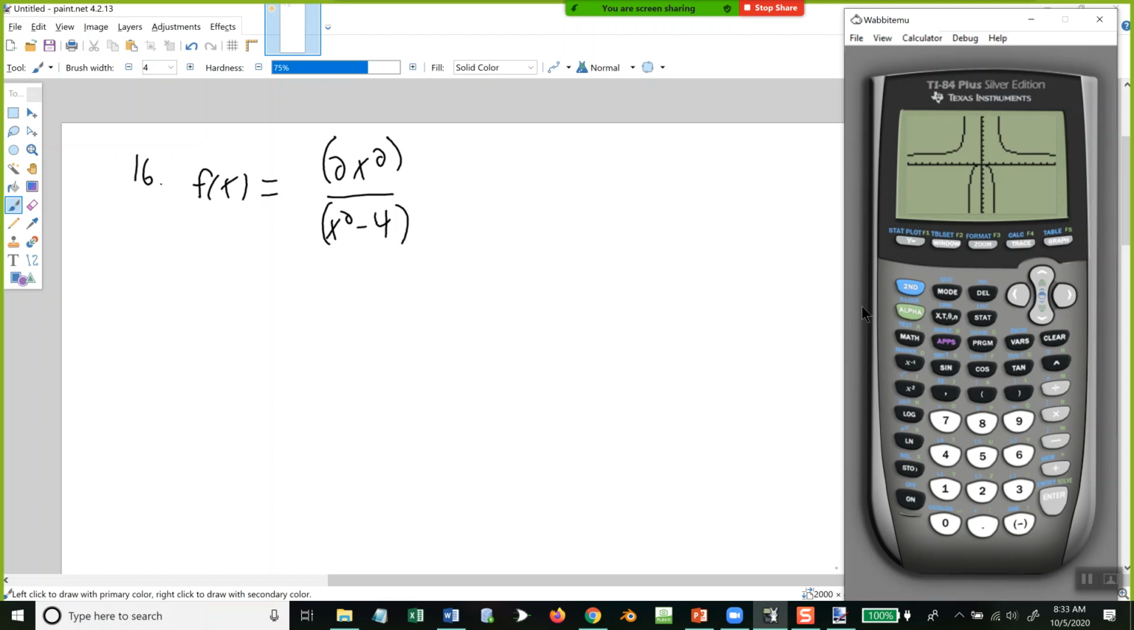A couple things to note here is if I set my bottom part equal to 0 and solve it, I get x equals -2 and x equals +2. Those are vertical asymptotes at -2 and +2. Our graph's skimming them.